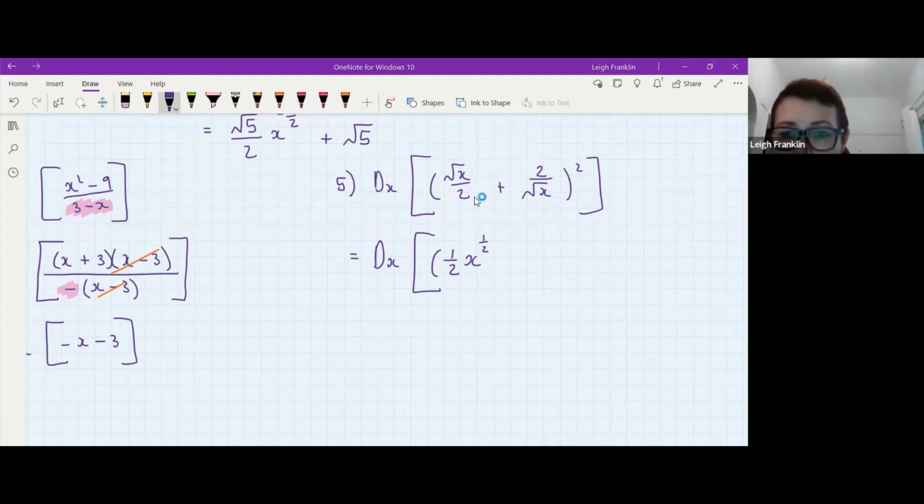Then as far as my second term is concerned, my coefficient is 2. I'm going to remove the divide line. I'm going to take that root x into the numerator, and because I've taken it into the numerator, I also need to change the sign of the exponent. So that is going to become x to the power of minus 1 over 2. Is everyone good with that?